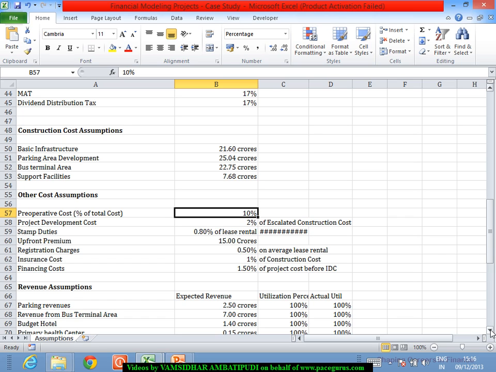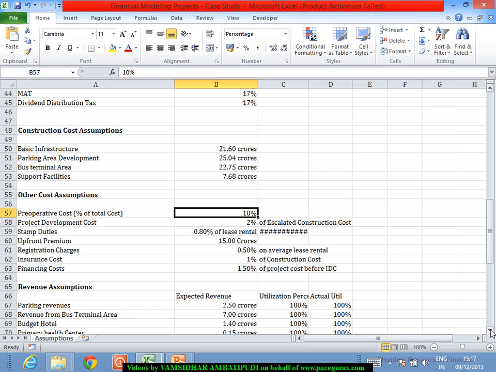Probably I require an office for the first 2 years. I require some staff for the first 2 years. I require some power and various other things for the first 2 years. Some office equipment and stationery and various things are required. Some travel is required. So there are so many costs that are incurred in the first 2 years before my revenues actually start flowing in. That particular cost is what I am calling a pre-operative cost. I'm finding out that the pre-operative cost is around 10% of the total construction cost.